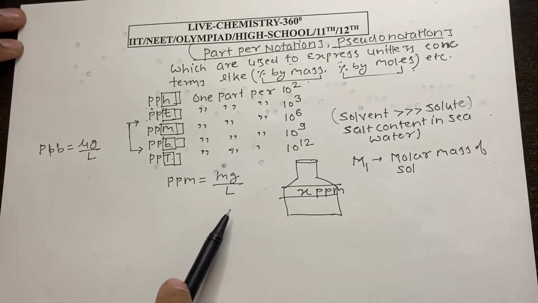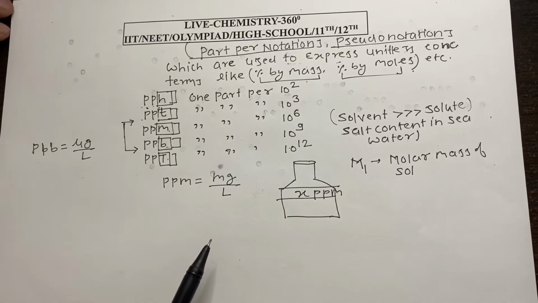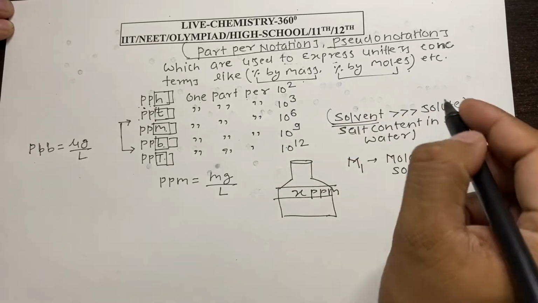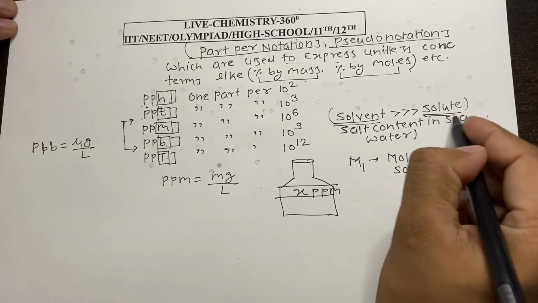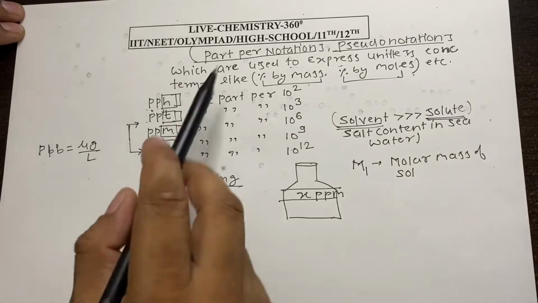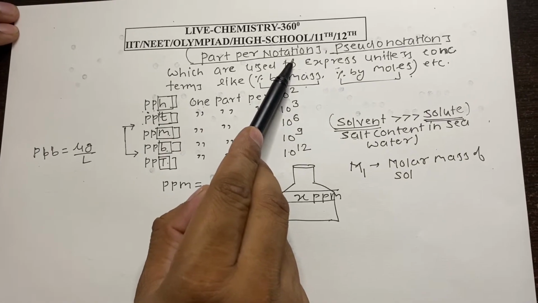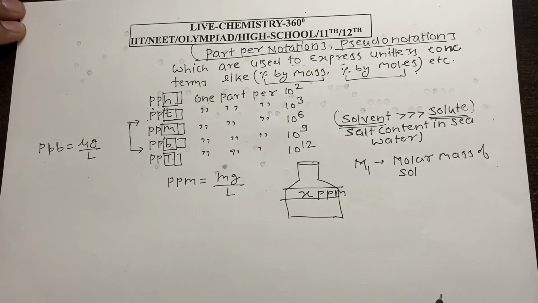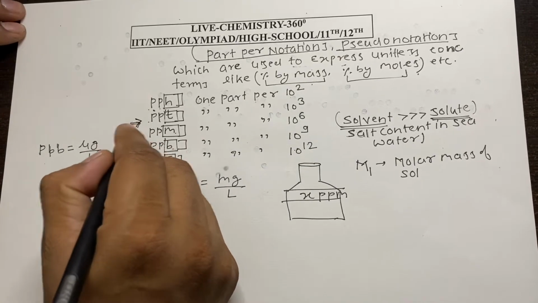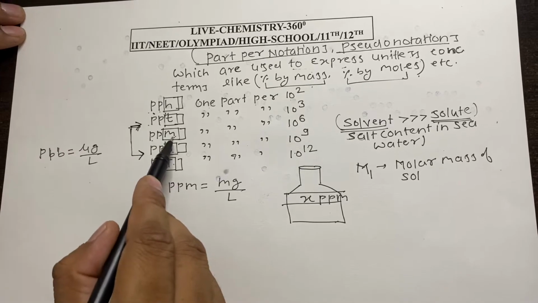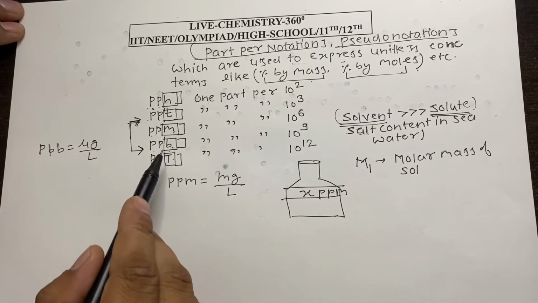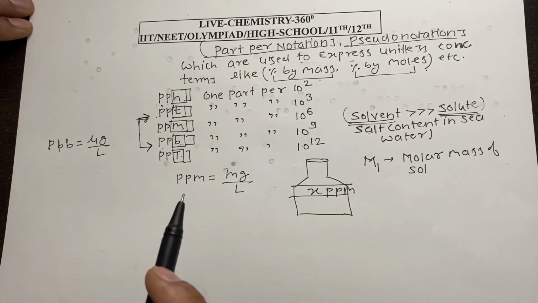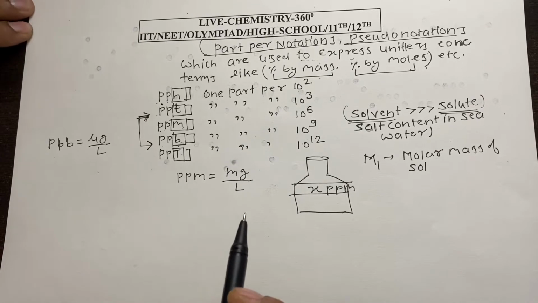These are the concentration terms used when the relative concentration of solute present in solvent is very low, so the solvent content is very high compared to the solute. So these parts per notations measure the concentration when it is very low, or measure dilutions. The most important ones are ppm, parts per million, and ppb, parts per billion, which are used to measure the relative abundance of dissolved minerals or pollutants in water, basically.